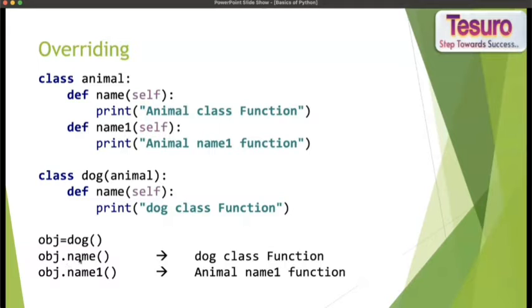When we call a parent class function which is not available in the child class, in that case, it will go to the parent class and retrieve the information of that class. So here name one is not present in the dog class, but this function is present in the parent class. So what will it return? It will return the animal name one function. Let's see how it will work.